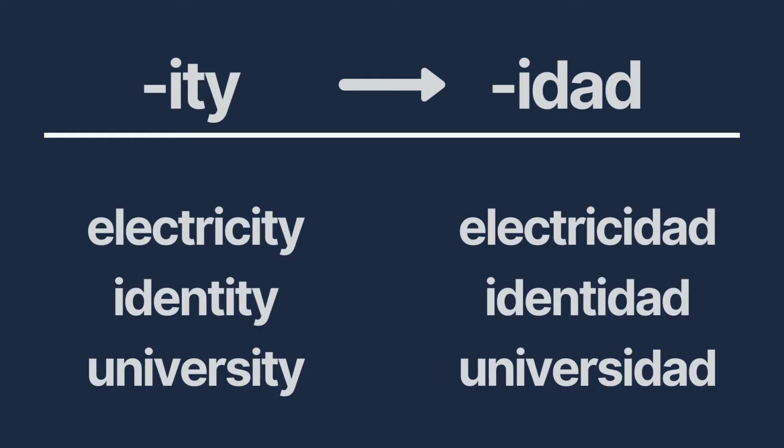Next group, number 8, words that end ITY in English and IDAD in Spanish. Here's three examples. Electricity, electricidad. Identity, identidad. University, universidad.